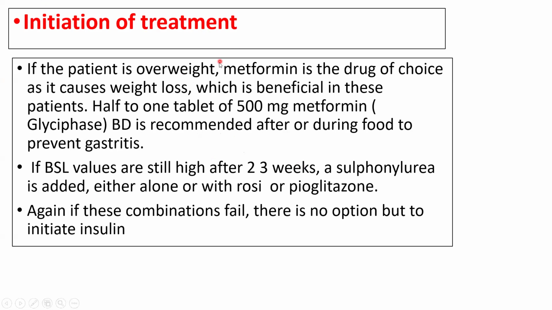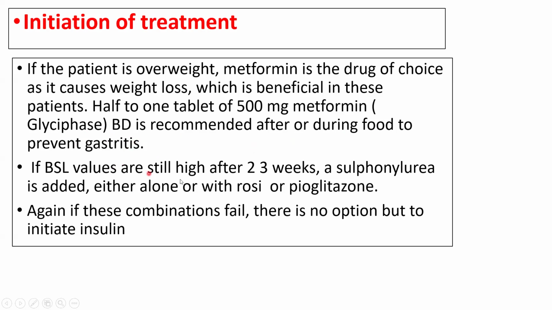Now, if the patient is overweight, metformin is the drug of choice because it causes weight loss. This is beneficial in this patient. Half to 1 tablet of 500 milligram metformin. Remember this name. Sulfonylurea, glipizide. Here metformin BD is recommended after or during the food to prevent gastritis. Never give before the food, always after the food, because it can cause gastritis.